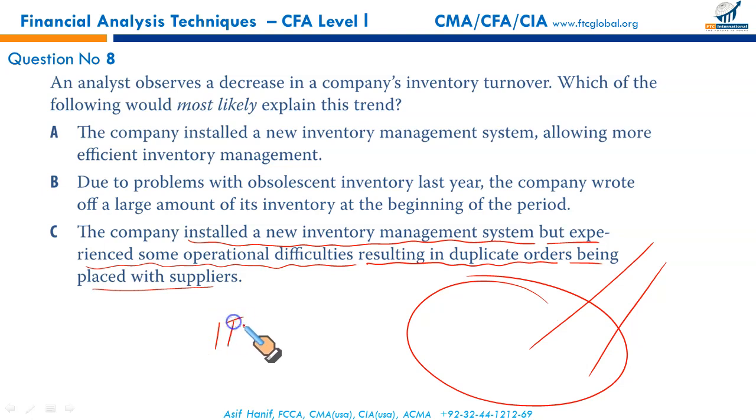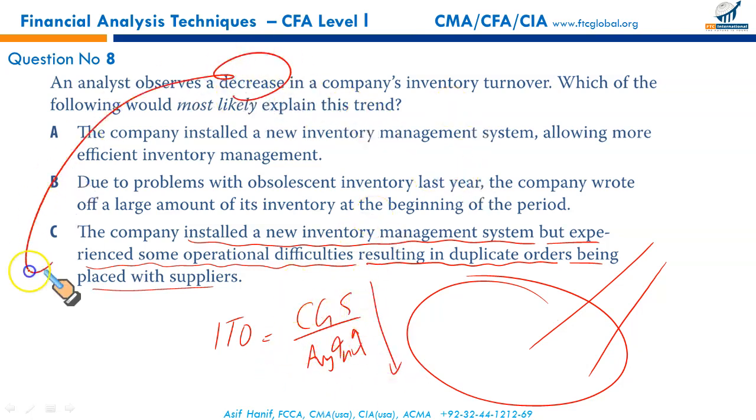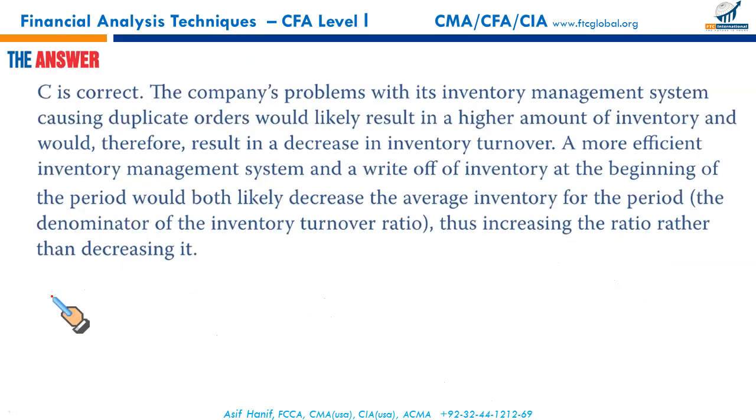So what will happen to inventory turnover? Inventory turnover is CGS upon your average inventory. Since inventory has swelled up because of duplicate orders, the denominator goes up. An increase in the denominator will cause the ratio to fall, so ITO will fall. This is a valid, plausible reason why your ITO has fallen. C is the right answer.